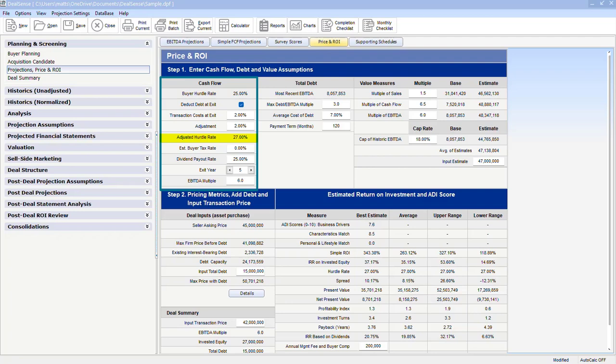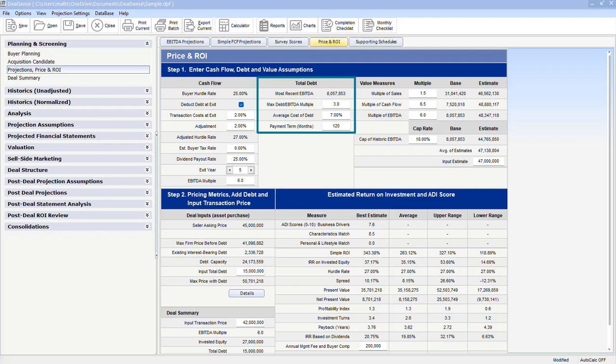This adjusted hurdle rate will be used to calculate the maximum price using projected EBITDA and simple free cash flow. Exit assumptions include the exit year and EBITDA exit multiple. Other assumptions include the rates for taxes, if any, and dividend payout. Debt inputs include a total debt to EBITDA multiple, the average cost of debt, and repayment term in months.